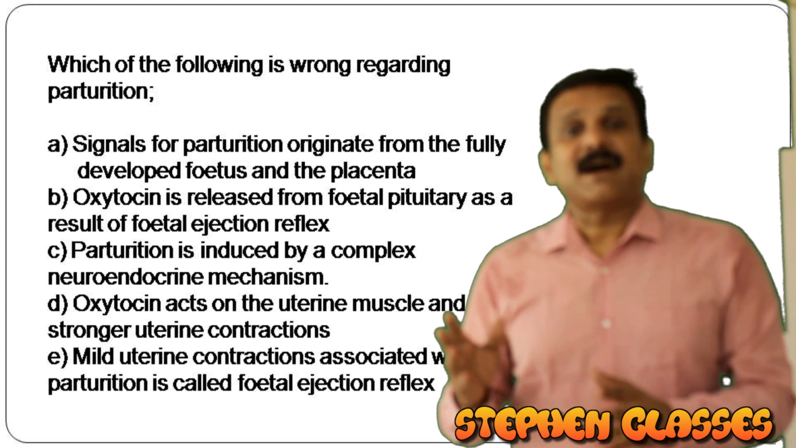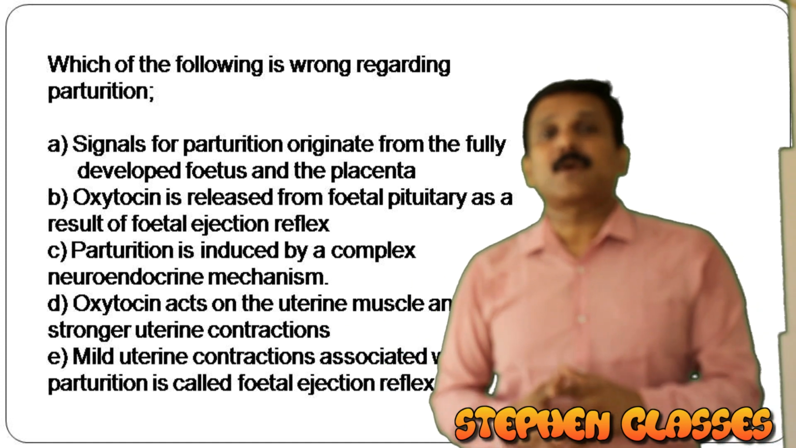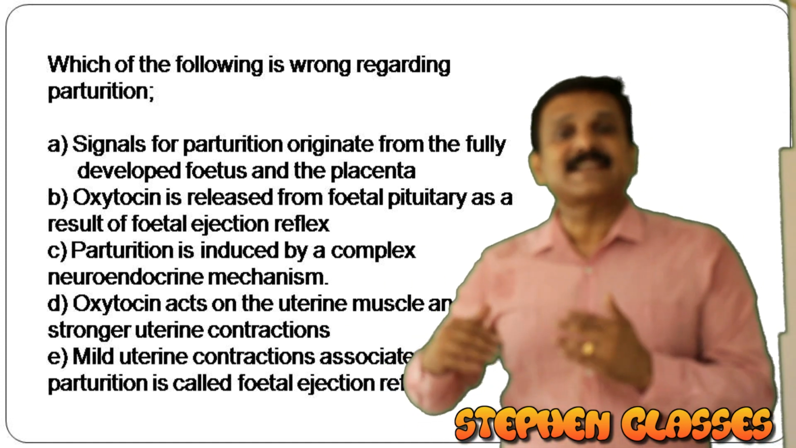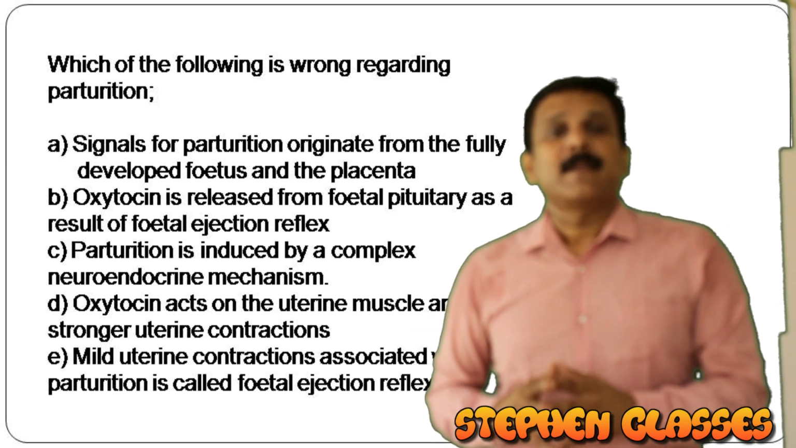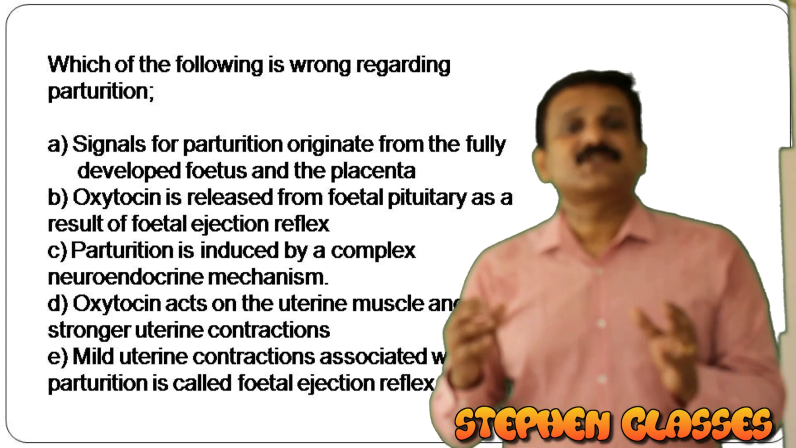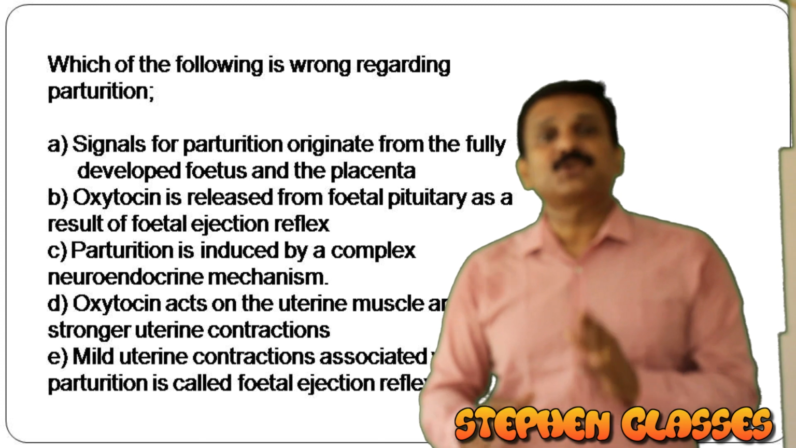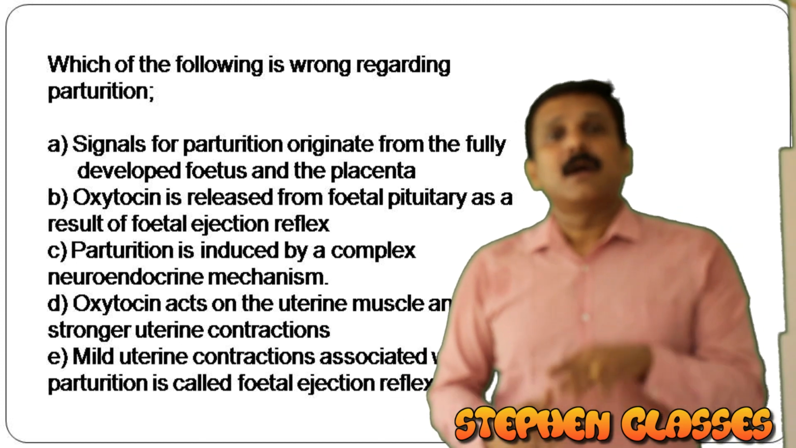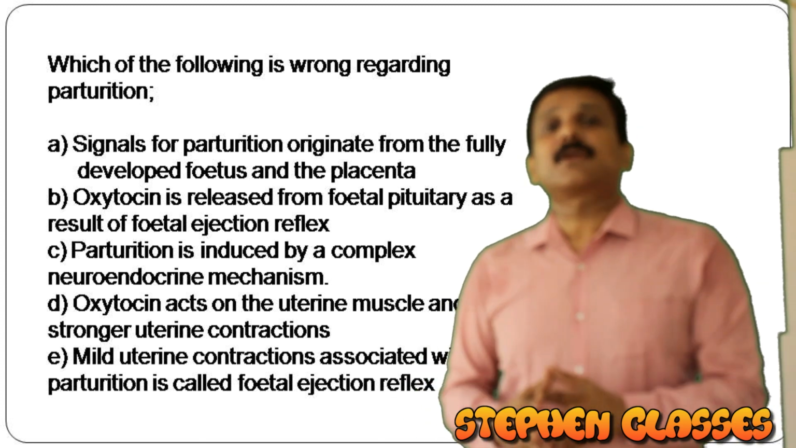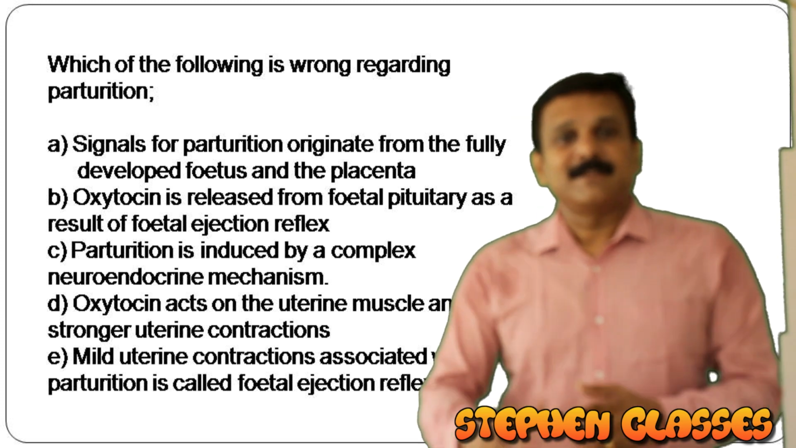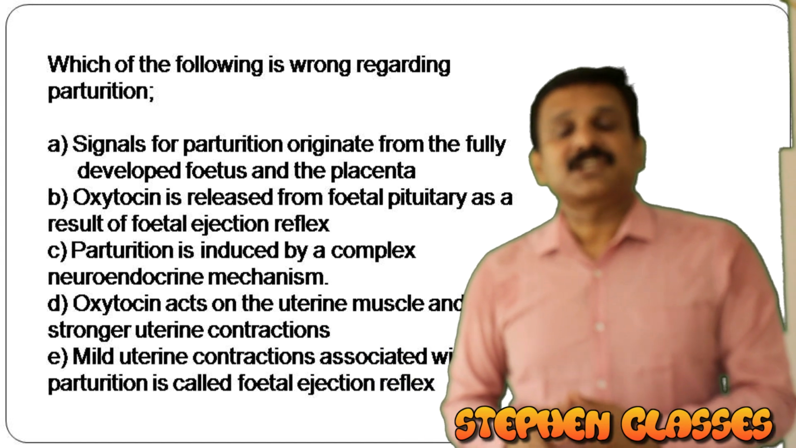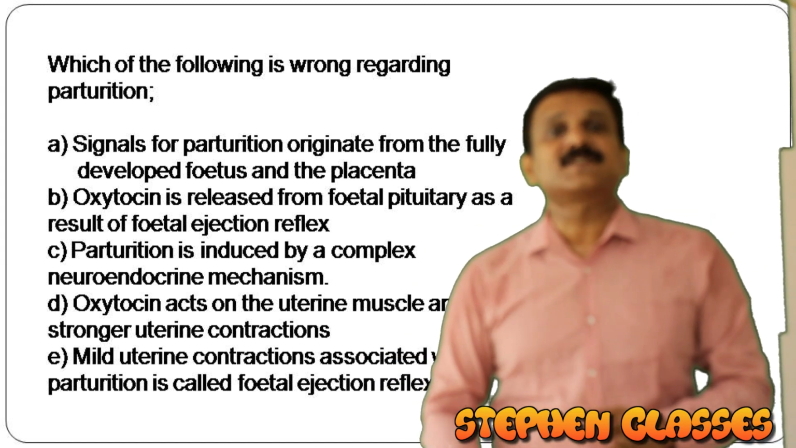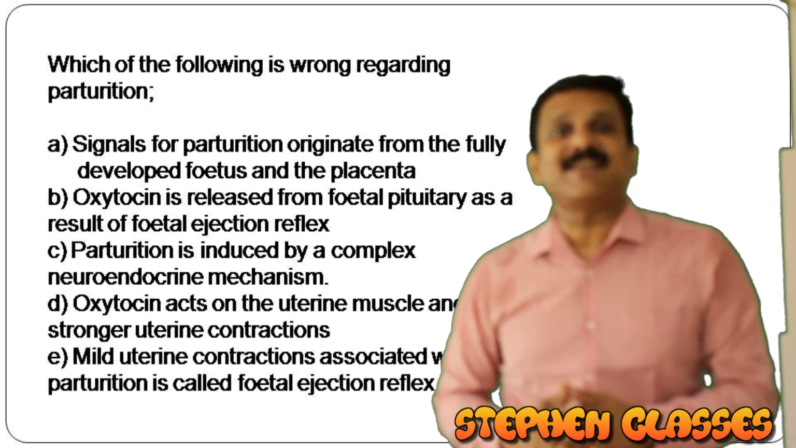Then option C, parturition is induced by a complex neuroendocrine mechanism. True, because it is a reflex action, kind of an involuntary process. Then oxytocin acts on the uterine muscle and causes stronger uterine contractions. That is also true, because it is a positive feedback. More and more oxytocin, more and more uterine contractions will be the result. Then option E, mild uterine contractions are there for the fetal ejection reflex. That is also true. So the correct answer is option B, because that is a wrong statement here.